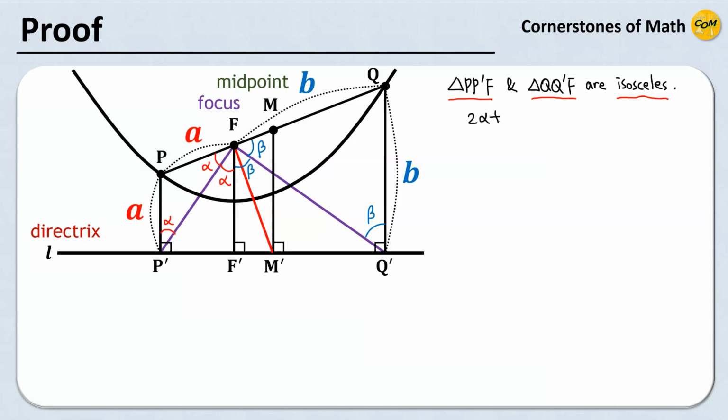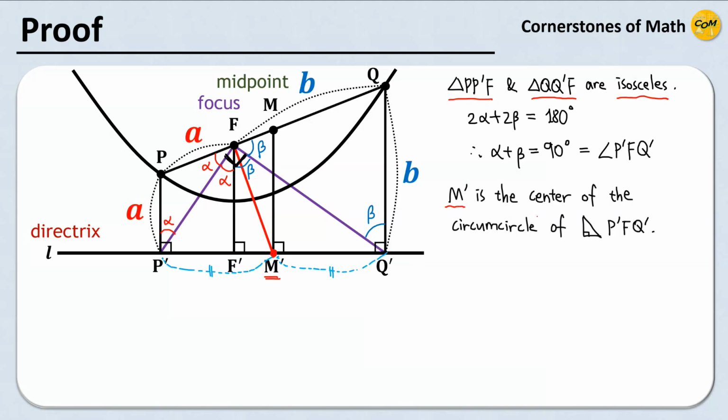Therefore, we have 2 alpha plus 2 beta equals 180 degrees, which gives alpha plus beta equals 90 degrees. But notice that alpha plus beta is the measure of the angle P prime F Q prime. Therefore, we have the right angle right here, making triangle P prime F Q prime the right triangle. Therefore, this point M prime is the midpoint of the hypotenuse of the right triangle P prime F Q prime, and you know what that means.